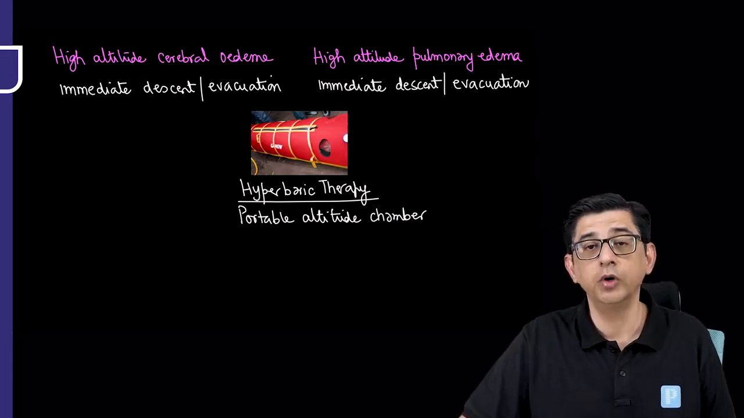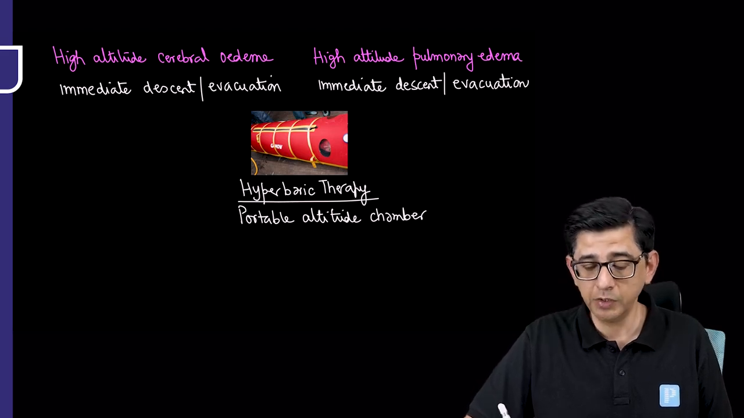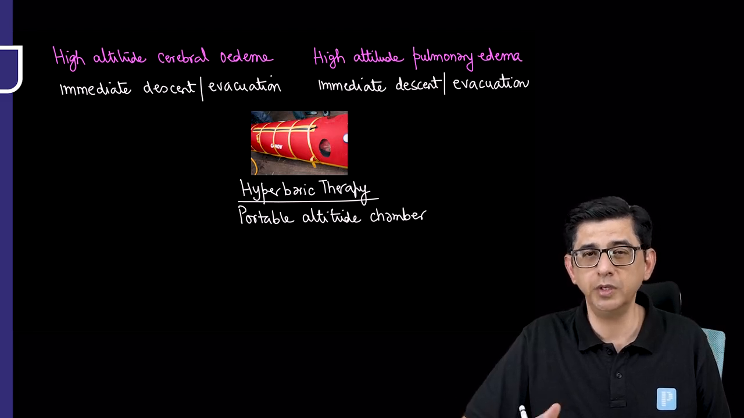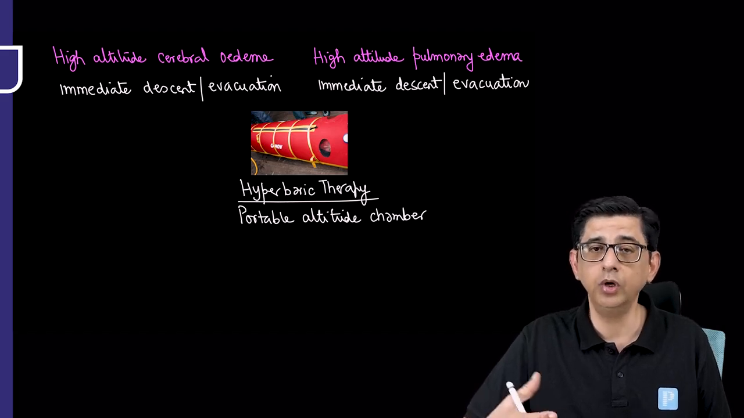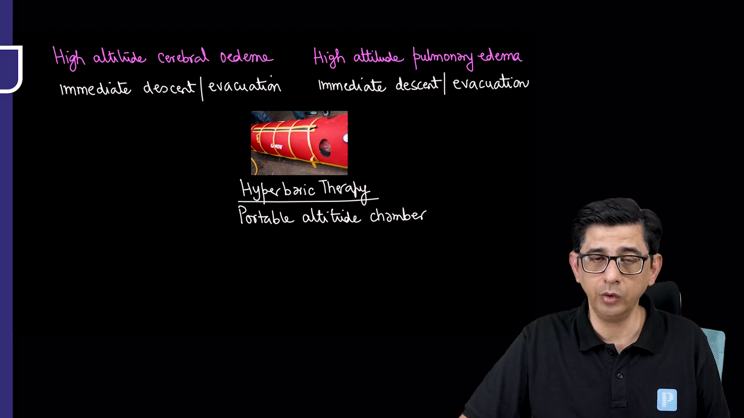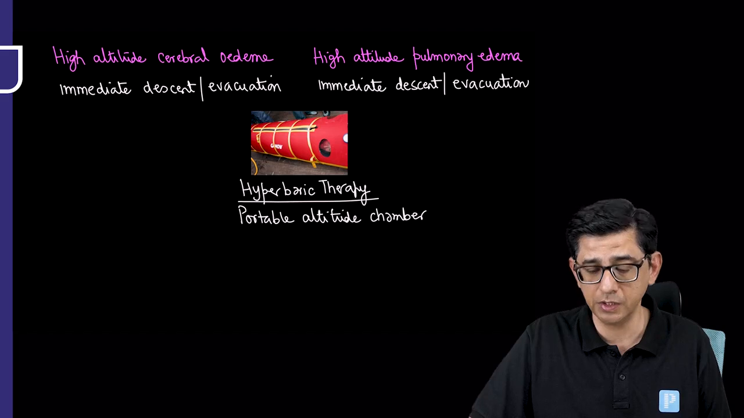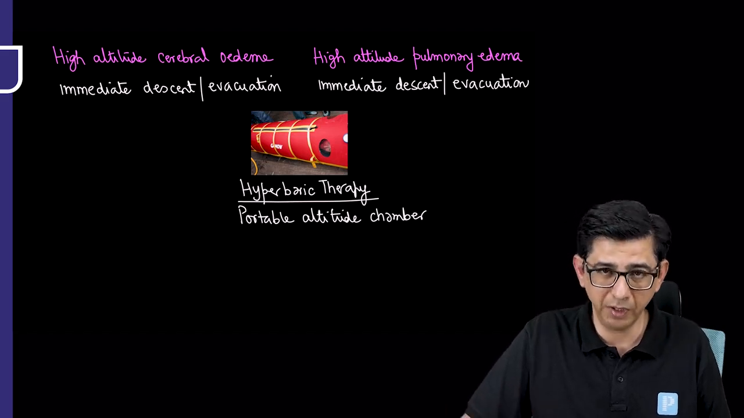Let us now focus on what you are going to do if you are handling a person with high altitude cerebral edema or high altitude pulmonary edema. Your answer would be immediate descent. In fact, here you will be using the word evacuation. The guy would not be in a position to be carried down. So what we need is a helicopter evacuation, ideally in these circumstances, or a vehicle-based transport if it is feasible.